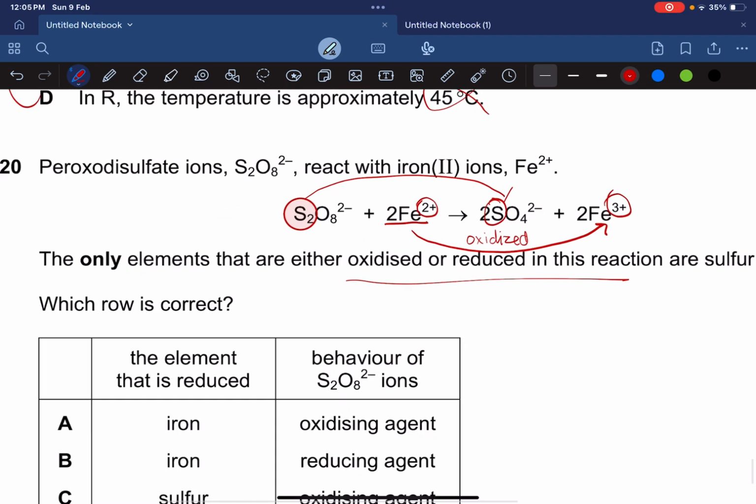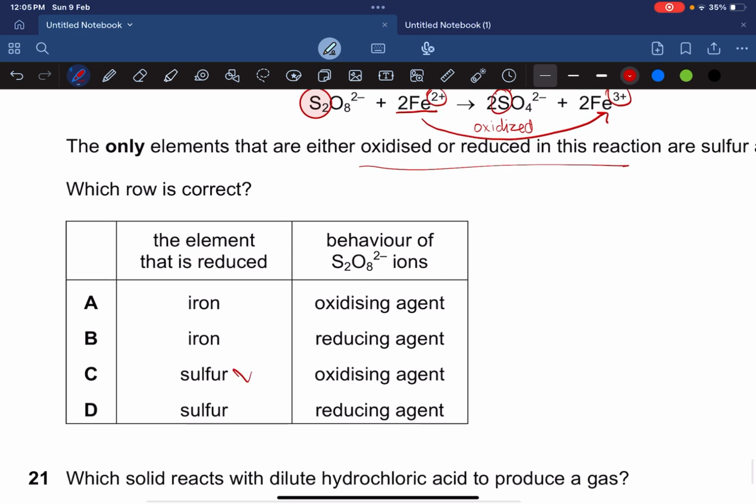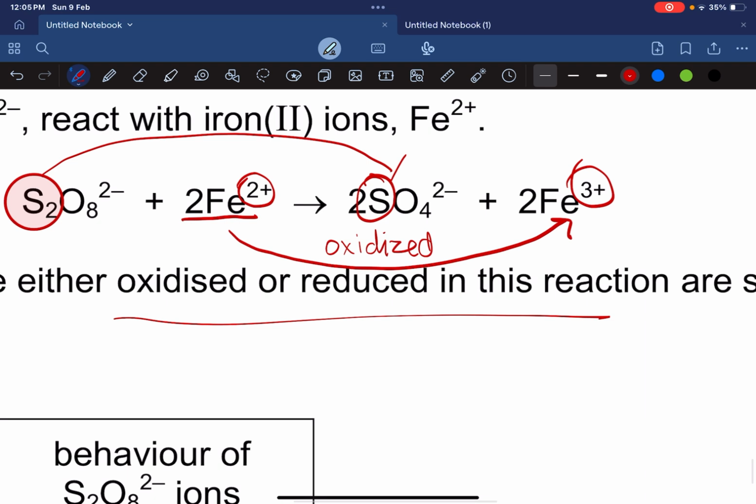Whatever is reduced is an oxidizing agent, and whatever is oxidized is a reducing agent. Remember, iron is oxidized, so it is a reducing agent. Whatever substance is oxidized is a reducing agent.